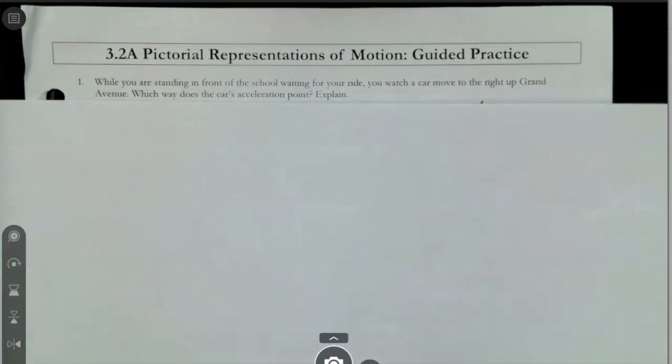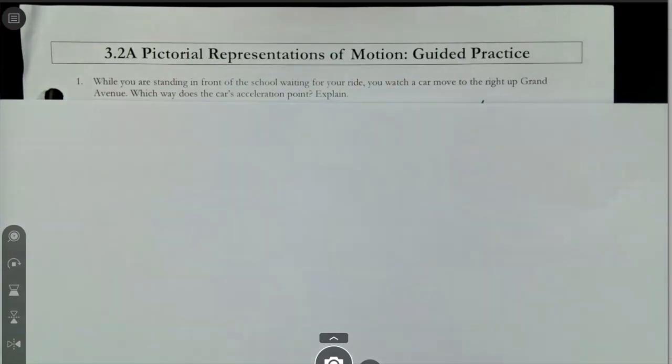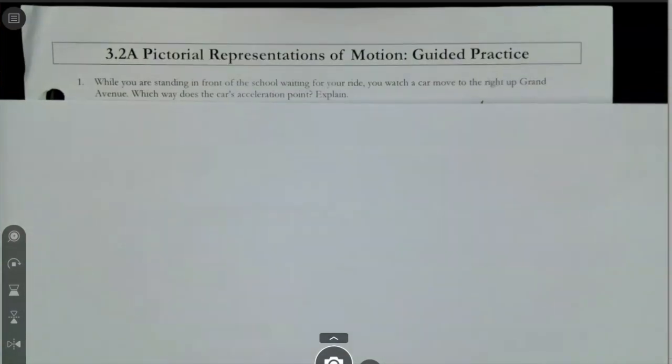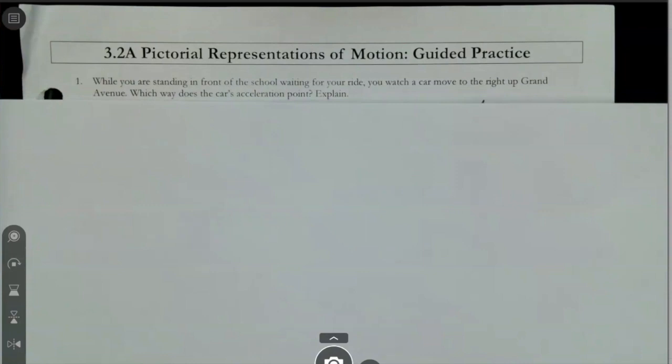Pictorial representations of motion have to do with motion diagrams, and there are very simple rules, as you got in the previous video. You always draw the velocity arrow in the direction of motion, and then there are four types of motion. No motion, acceleration is 0. Constant speed, acceleration is 0, regardless of which way the object is moving. Increasing speed, the acceleration arrow points in the same direction as motion, and decreasing speed, the acceleration arrow points in the opposite direction from the velocity arrow. So it's really simple to do.